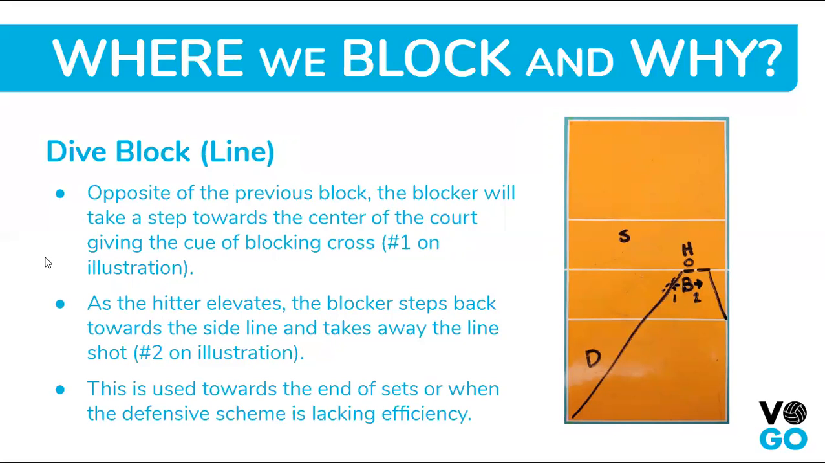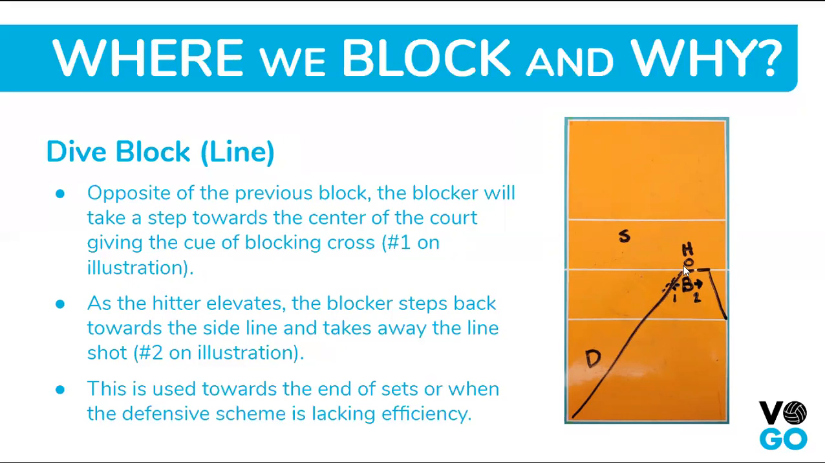Dive block line is super similar, it's just the opposite. So instead of the blocker blocking cross, they're going to end up dive blocking to the line. They take that initial step towards the inside of the court, giving the illusion that they're going to block cross. As the hitter goes to jump, they take that step back out to the right, and they block line.